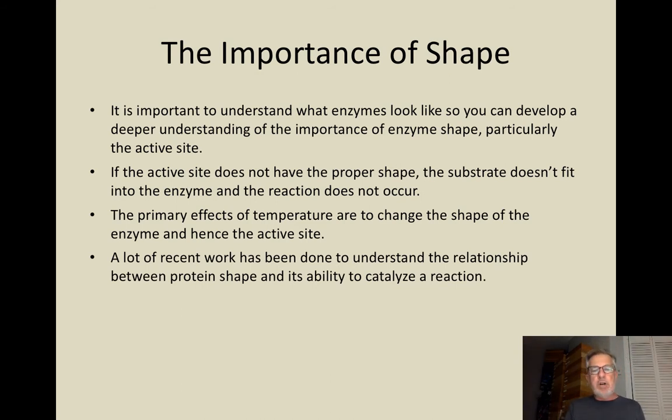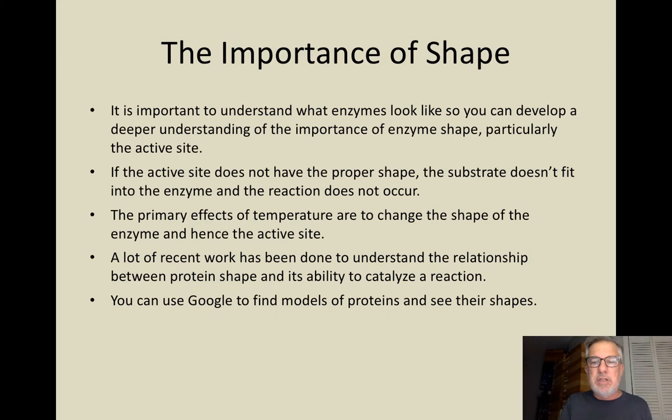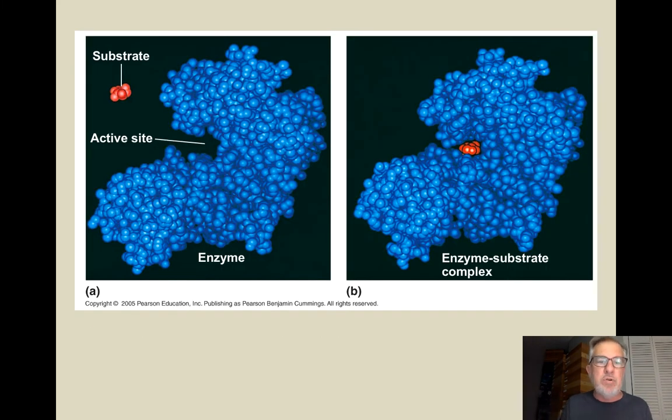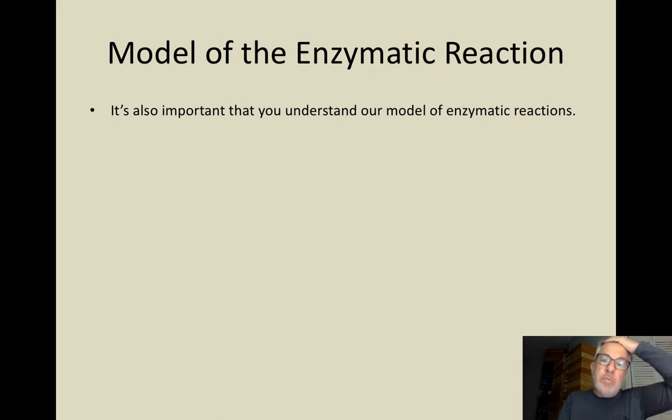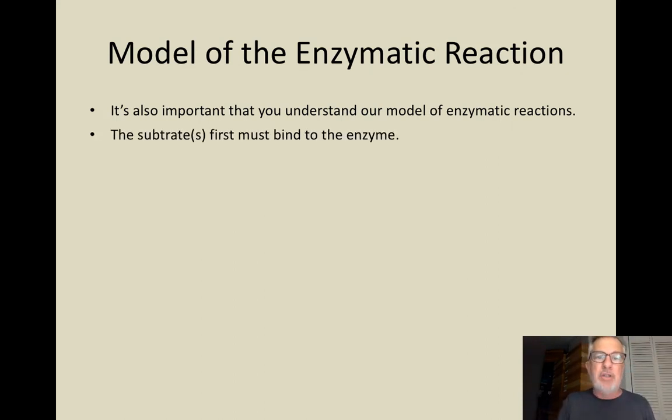A lot of recent work has been done to understand the relationship between protein shape and its ability to catalyze a reaction. And you can imagine computer graphics have been really important in that quest. You can use Google to find models of proteins and see their shapes, and here's a picture that you might find on Google. Here is an enzyme, and you can see it is a globular protein, and here's the substrate, and here's the active site. And in order for this enzyme to take this substrate and turn it into product, the substrate has to fit into the active site.